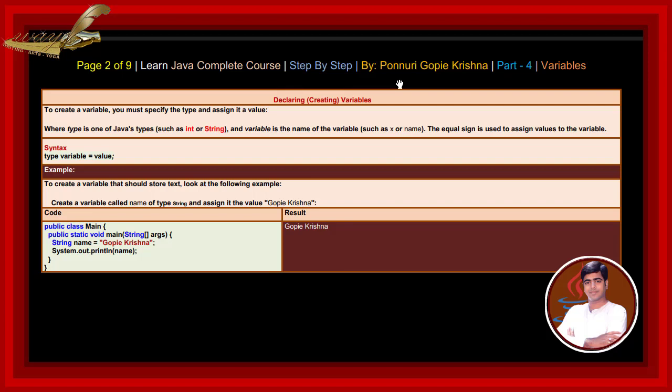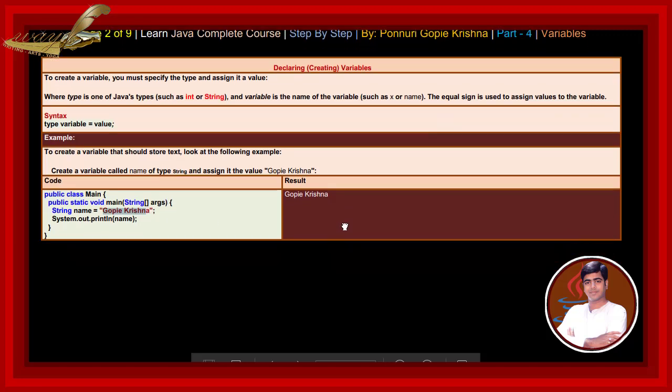See the example. To create a variable that should store text, look at the following example. Create a variable called name of type String and assign it the value Gopi Krishna. See here, we have given some value, String name, Gopi Krishna. See here, the result was Gopi Krishna printed.